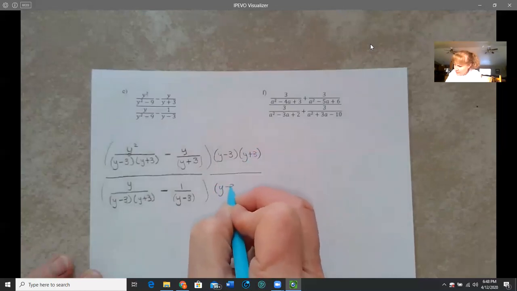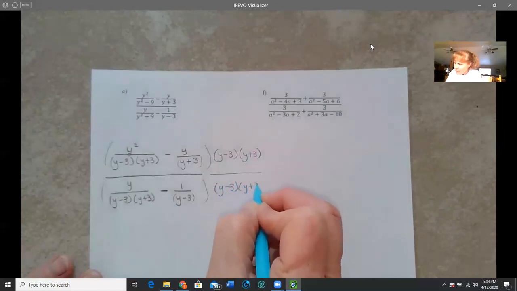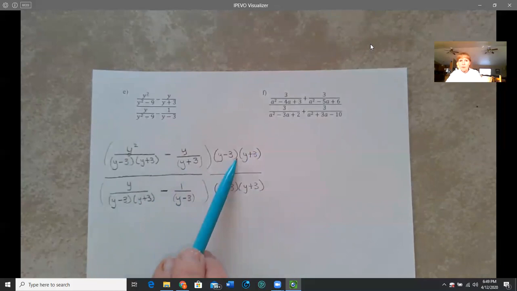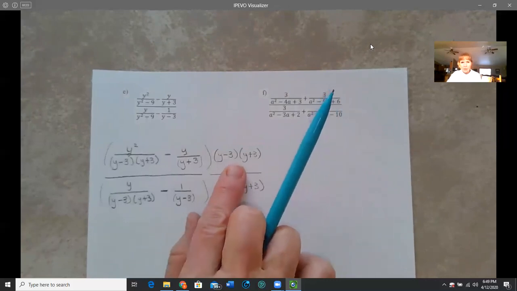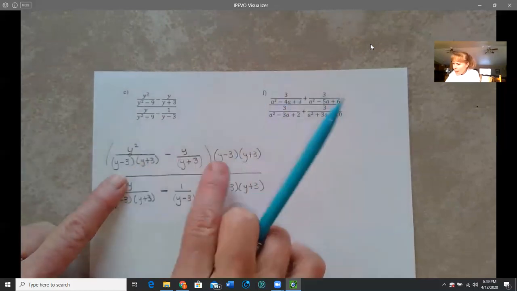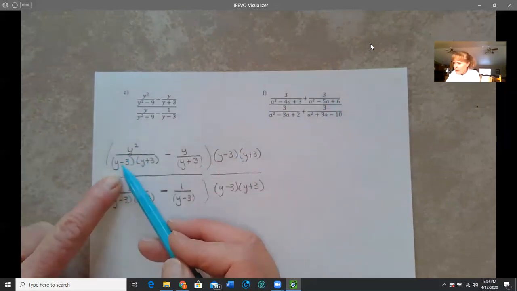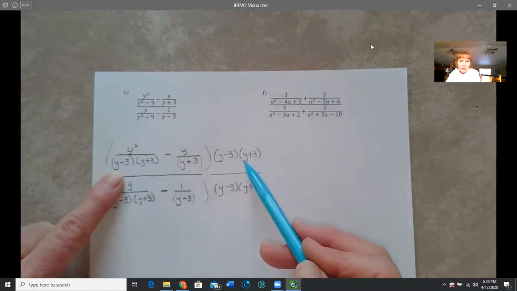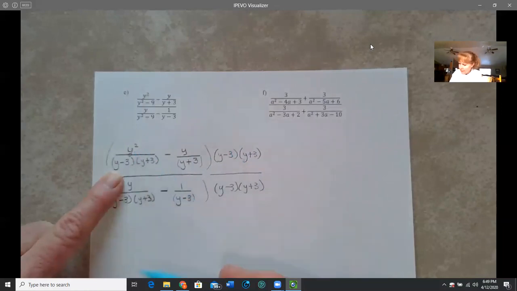So we have y minus 3, y plus 3. So you factor and find the least common denominator. Make sure that everything in these denominators occurs in your least common denominator there. We're going to multiply our least common denominator out to each of these fractions. If you look at this first fraction, when you multiply those, the y minus 3 cancels and the y plus 3 cancels. So you're just left with a 1 times y squared.